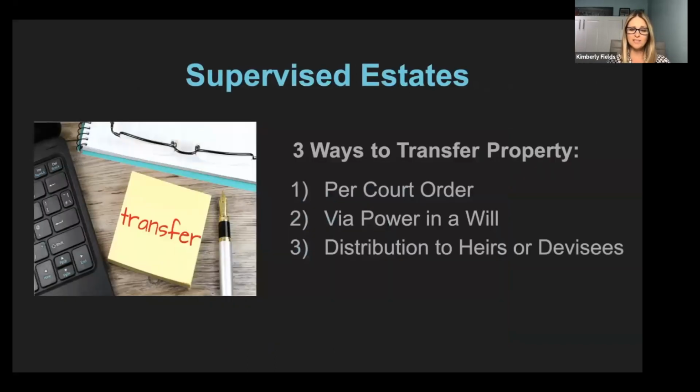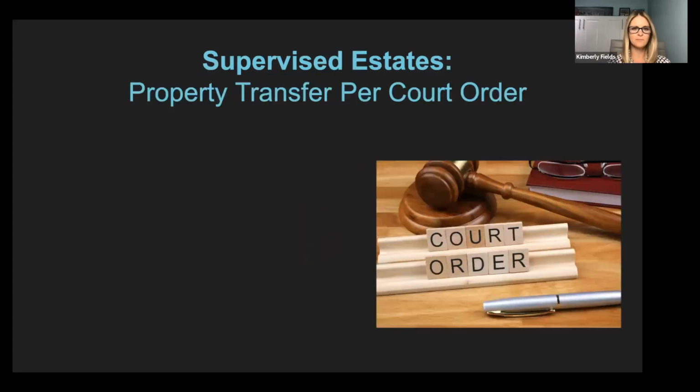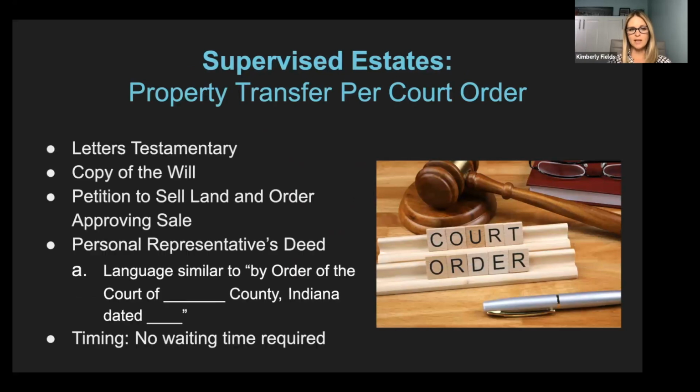So supervised estates are one of the formal estates, and there's three ways to transfer property in a supervised estate: either per the court order, via power in a will, or a distribution to the heirs or devisees. We're going to go through each of those today, and then next week we'll go into some of the others. So for supervised estates, property transferred per court order, the requirements that you need are below.